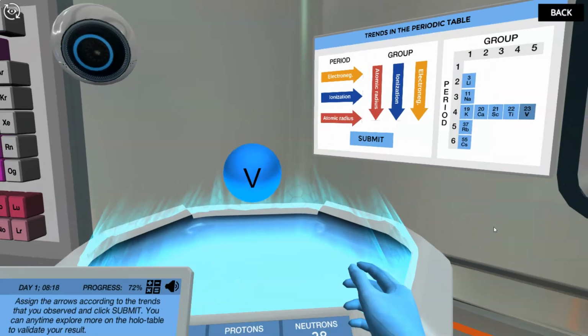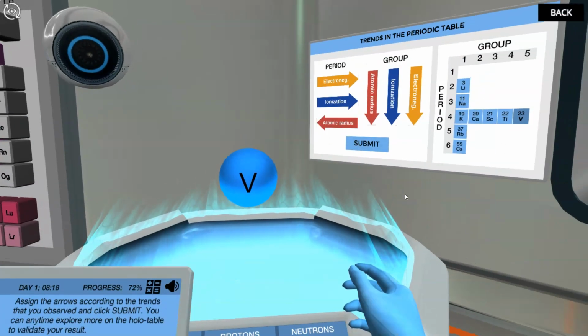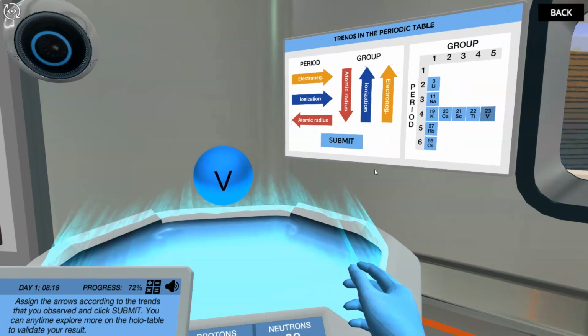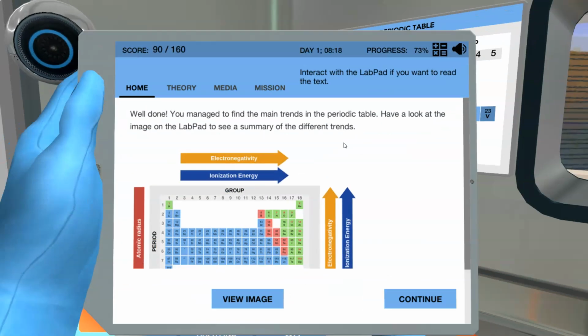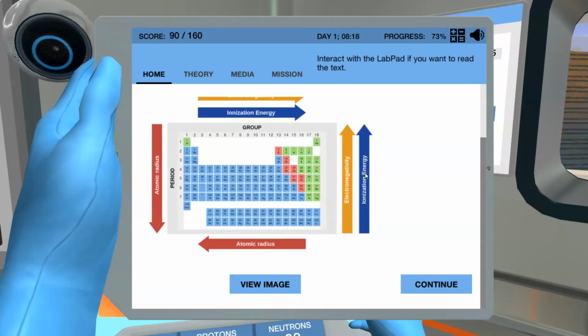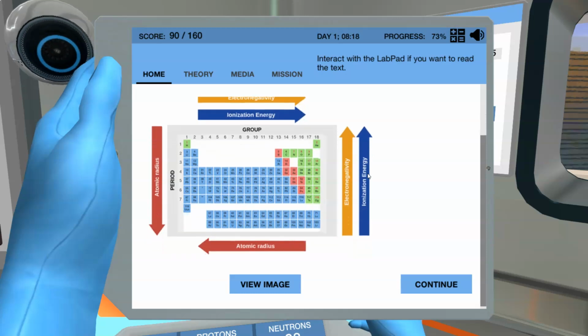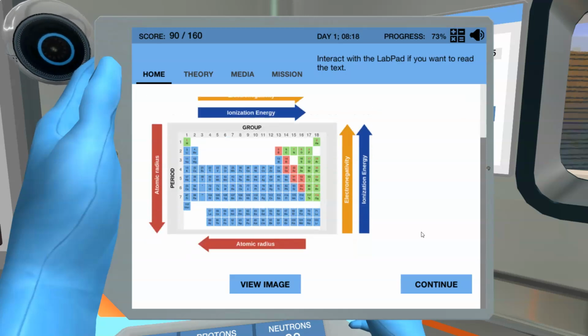Assign the arrows according to the trends that you observed and click Submit. You can anytime explore more on the hollow table to validate your result. Well done. You managed to find the main trends in the periodic table. Have a look at the image on the lab pad to see a summary of the different trends.